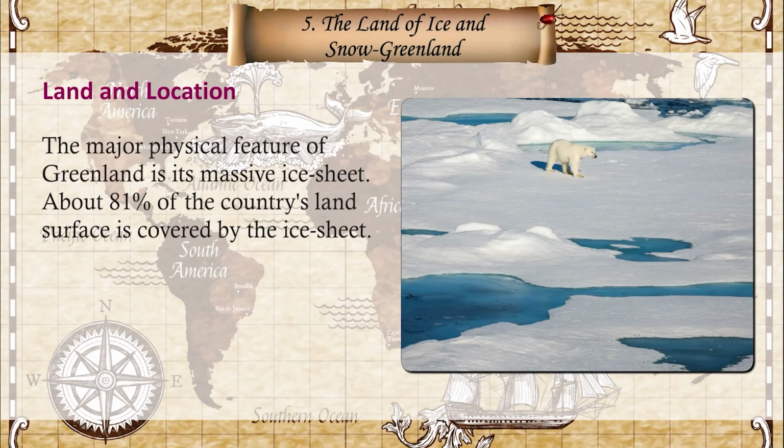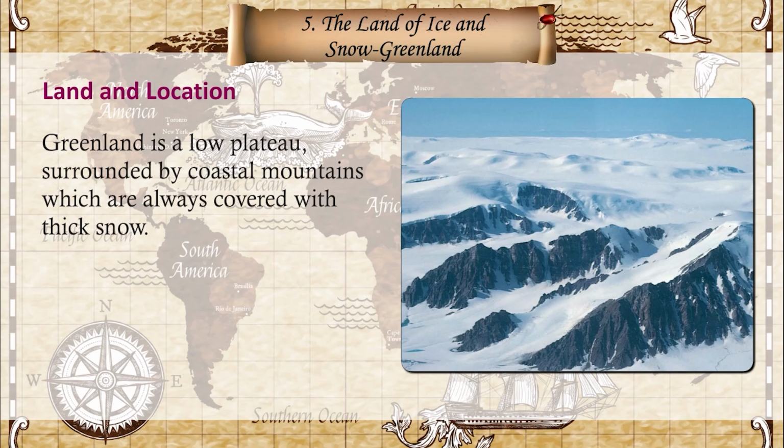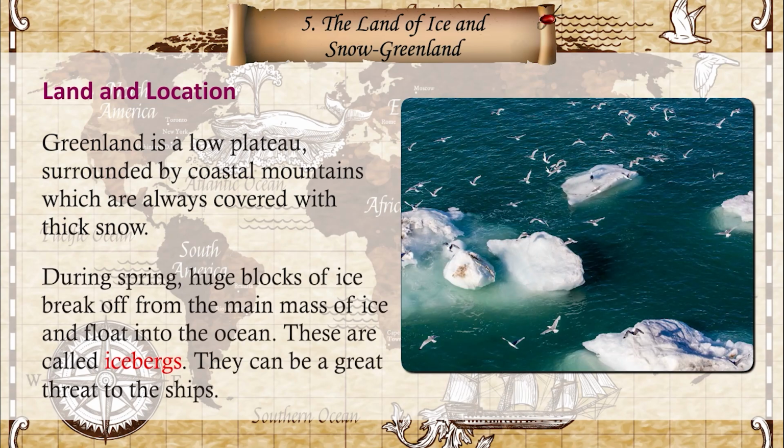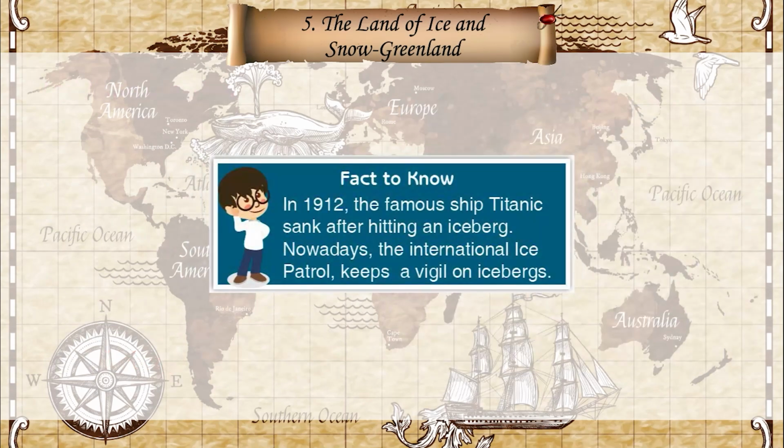The major physical feature of Greenland is its massive ice sheet. About 81% of the country's land surface is covered by the ice sheet. Greenland is a low plateau surrounded by coastal mountains which are always covered with thick snow. During spring, huge blocks of ice break off from the main mass of ice and float into the ocean. These are called icebergs. They can be a great threat to ships. Fact to know: in 1912, the famous ship Titanic sank after hitting an iceberg. Nowadays, the International Ice Patrol keeps a vigil on icebergs.